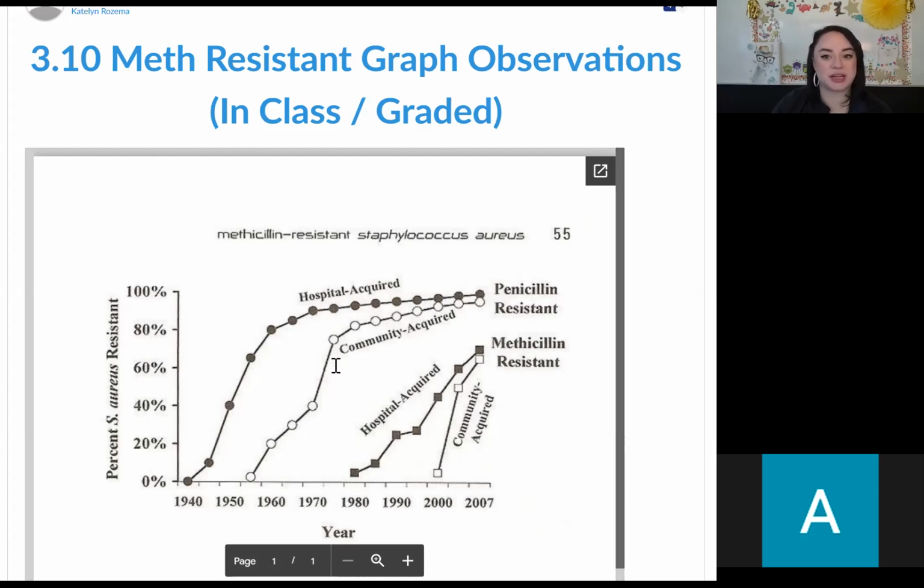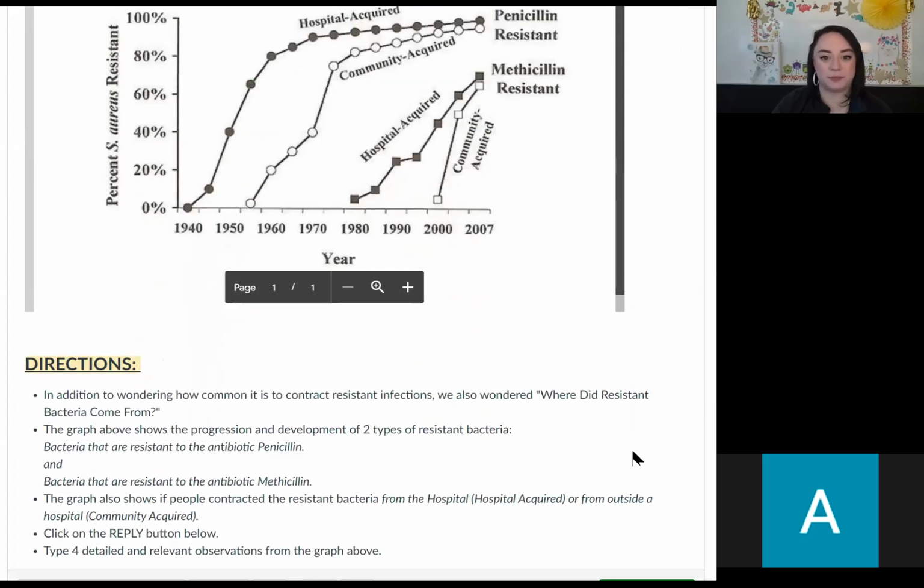I then see two different types of lines. So the dark lines represent hospital-acquired, and the lines with the white dots or shapes represent community-acquired. Okay?